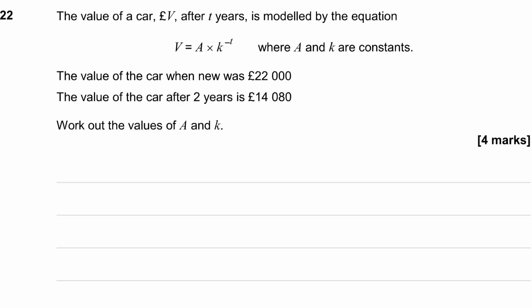So the first line here tells me that when t is equal to 0, V is equal to 22,000. So I can sub those values in. So 22,000 is equal to A times k to the power of minus 0. Now, anything raised to the power 0 is 1. So that'd be 1 lots of A. So actually that's just A, isn't it? So A is 22,000.